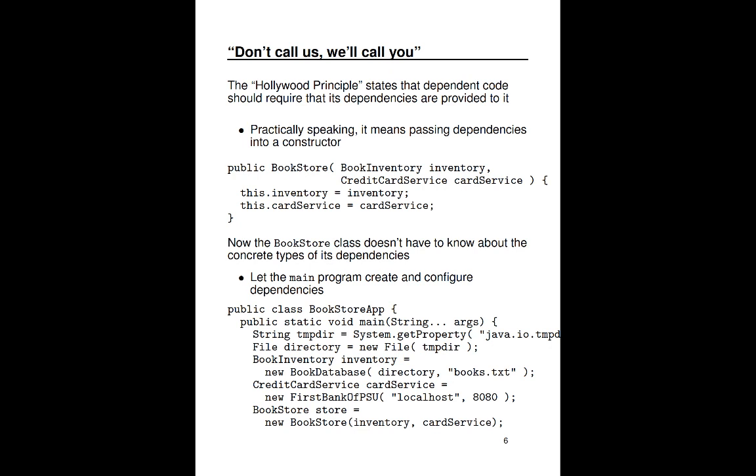So to apply the Hollywood principle to the bookstore, well, we simply provide the book inventory and the credit card service to the bookstore object. We simply store them in the fields. The constructor for bookstore now doesn't need to have any knowledge about what particular instance of book inventory or credit card service to create. Now, of course, someone will have to create these objects, and so, hey, let's say it's the main method of the app that manages the bookstore. Yes, it will have to create these instances, things like the particular book database or the connection to First Bank of PSU, and then ultimately create the bookstore, and then provide that to the code that takes input from the user, etc., etc.